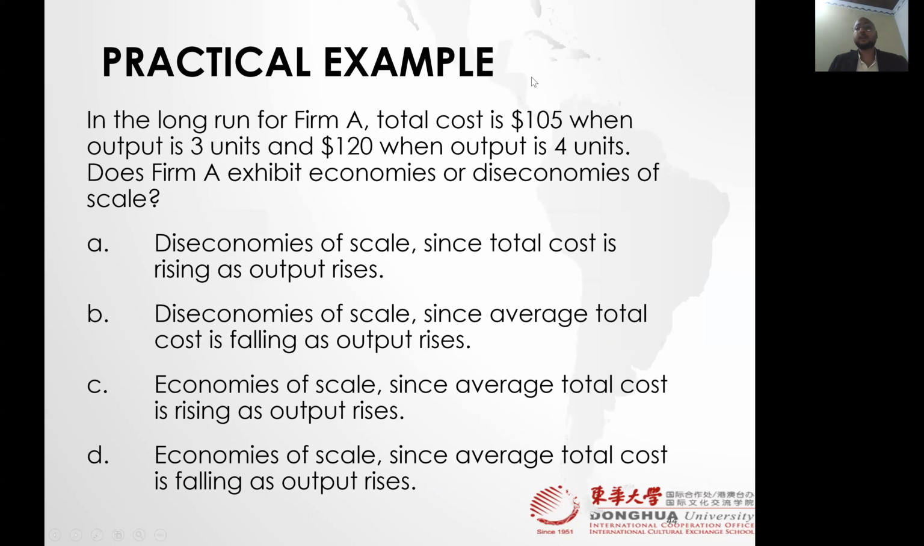Yes. If you understand this, then please answer this question. In the long run for firm A, total cost is 105 when output is 3 units, and 120 when output is 4. Does firm A exhibit economies or diseconomies of scale? Remember, the question will mention its position, long run or short run. This is a long run analysis.